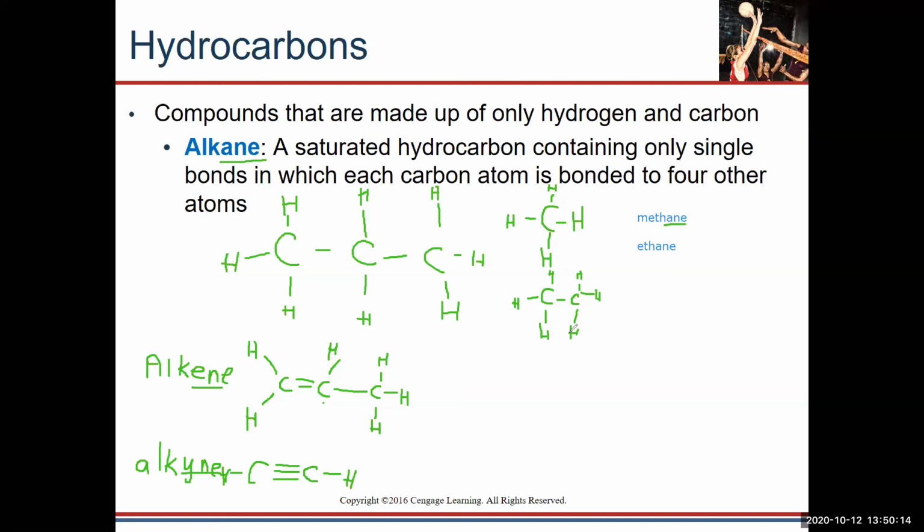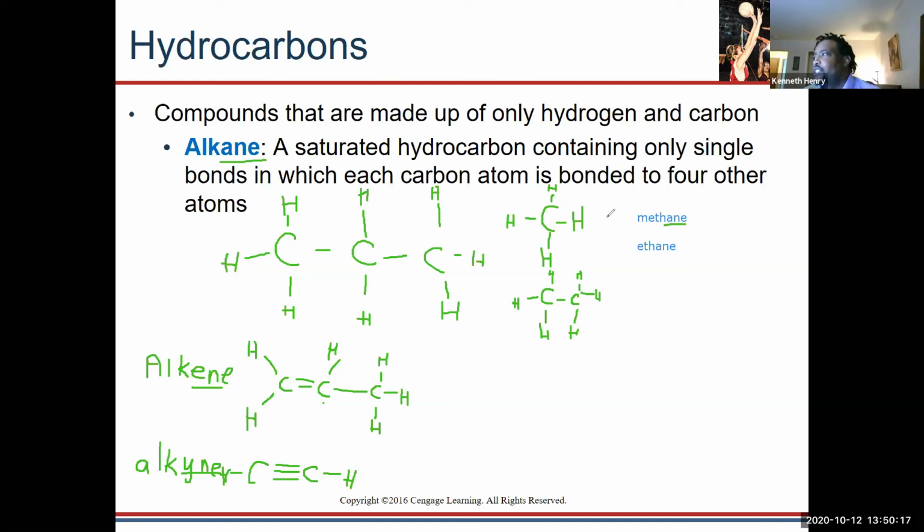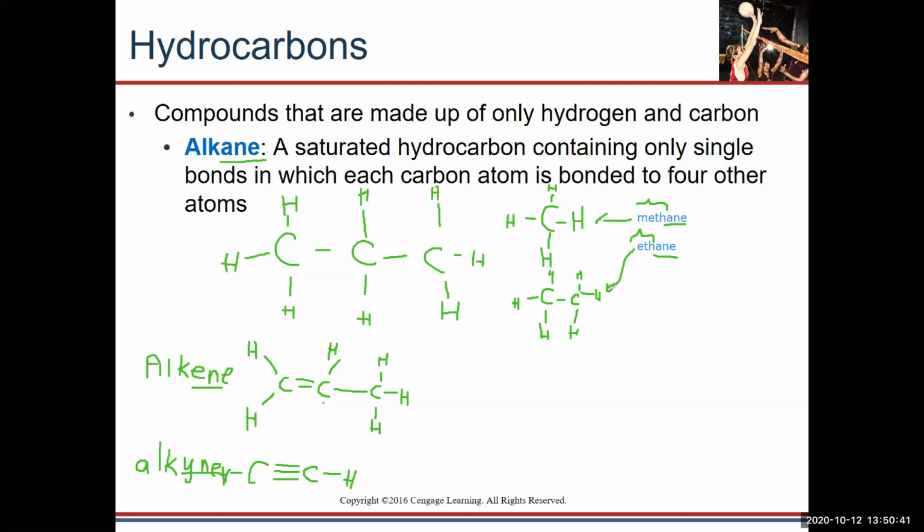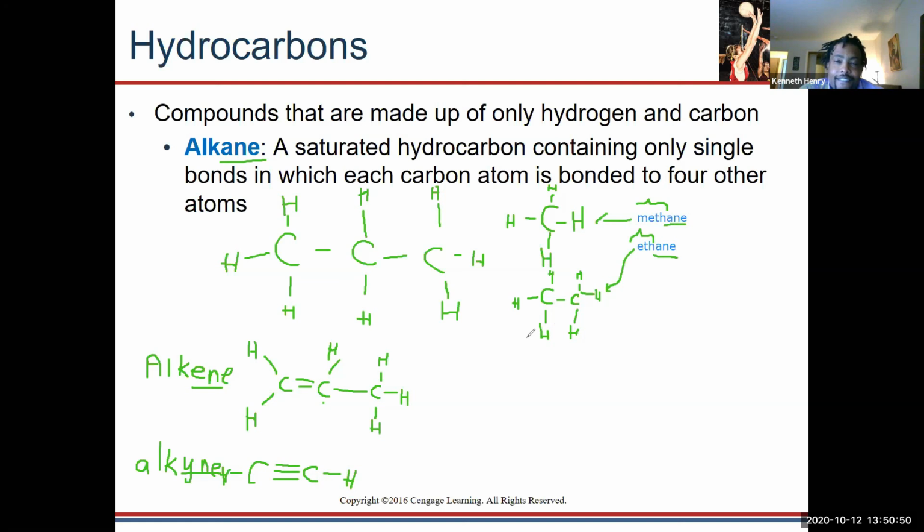Okay, so we know that the ane lets us know that it's a single bond hydrocarbon, right? So what do you think this first part means, the meth and the eth? So this is ethane here, and this is methane, and this one down here is propane. What does the meth mean? What do you think the eth means for this one? And this one is called propane.